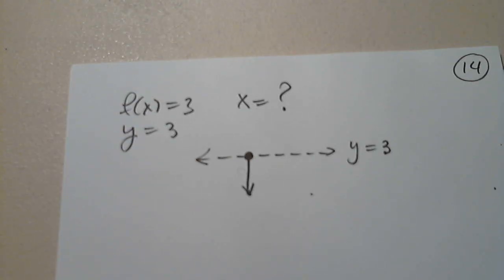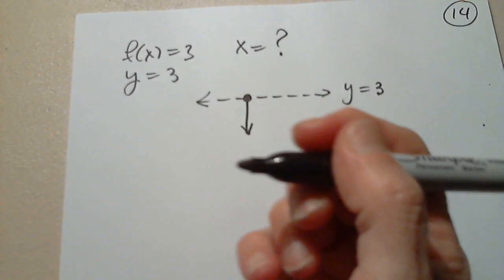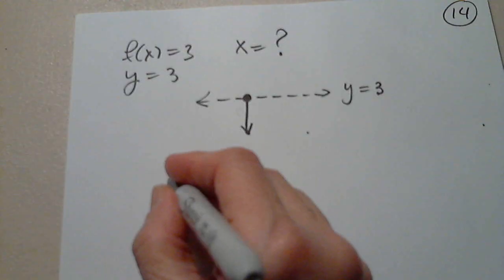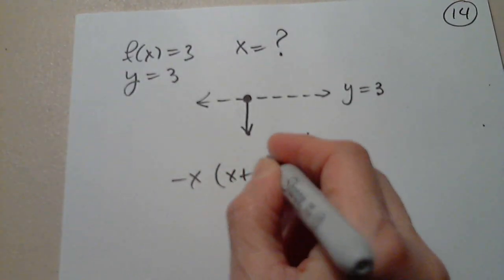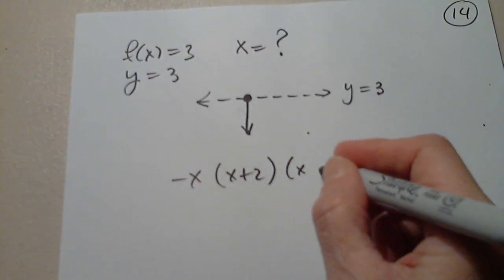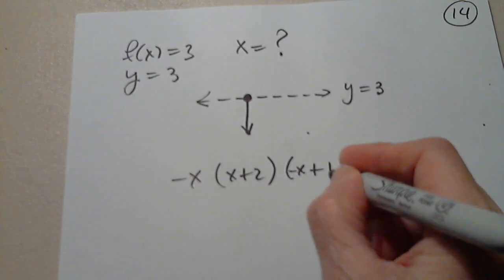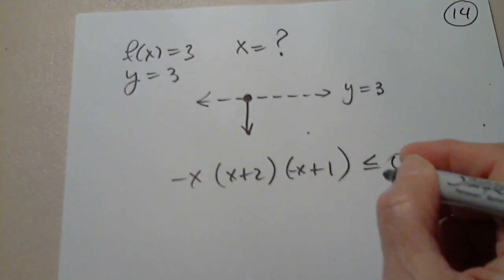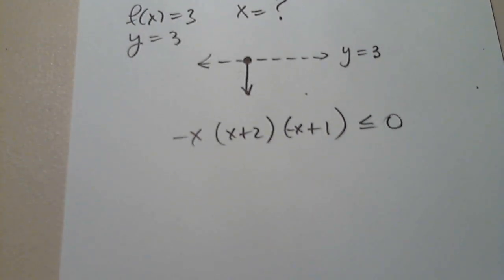Okay. So, yes, let's also look at solving polynomial inequalities and rational inequalities. For example, -x, x plus 2, -x plus 1 less than or equal to 0. How do I solve something like this?